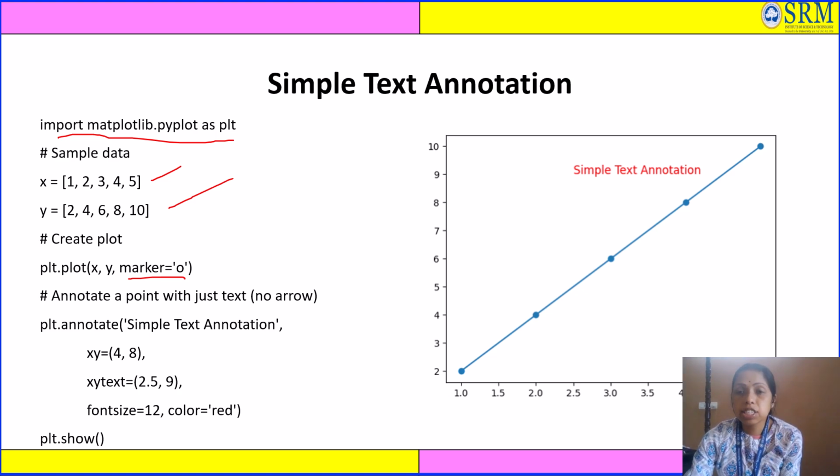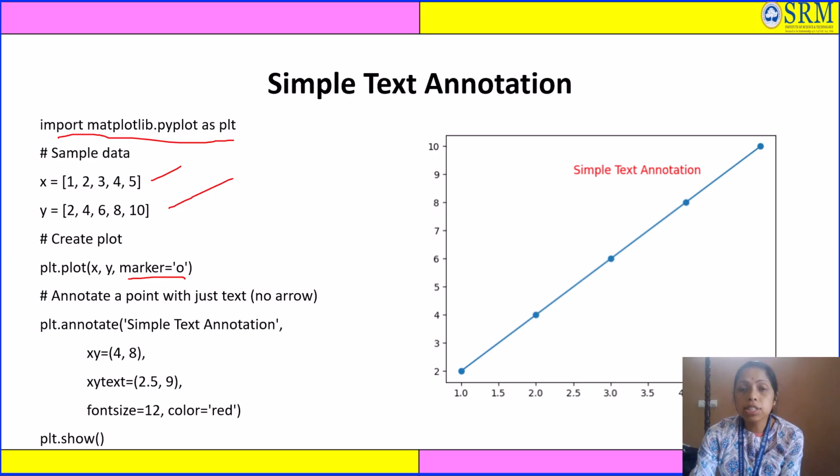Then, suppose I want to identify something at this point, the threshold point, and you want to write threshold here. How will you write it? There is an annotate function: plt.annotate, then you write the text you want to add. Suppose you add threshold, as a string within single quotes, the simple text annotation. Then xy equals 4 comma 8, the point for which you want to add the text.